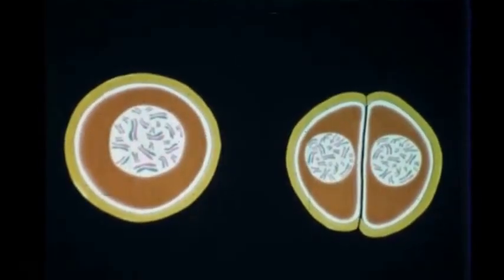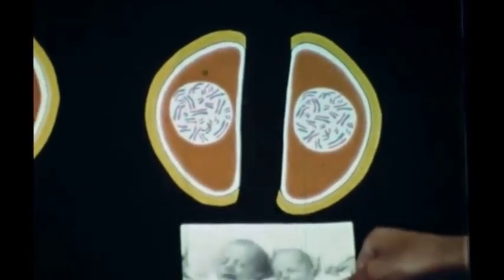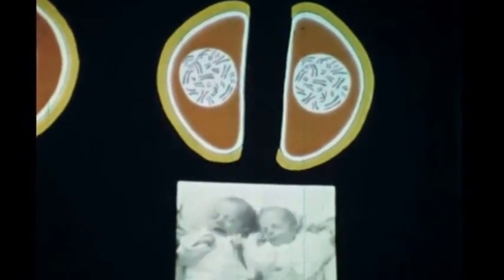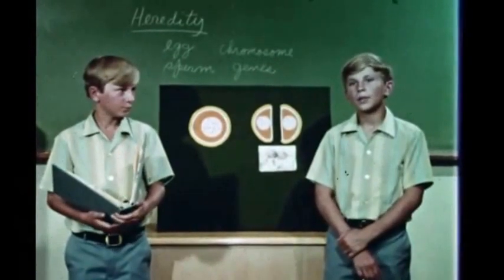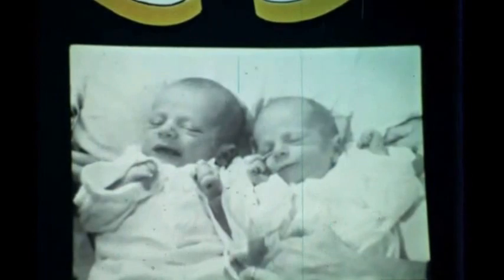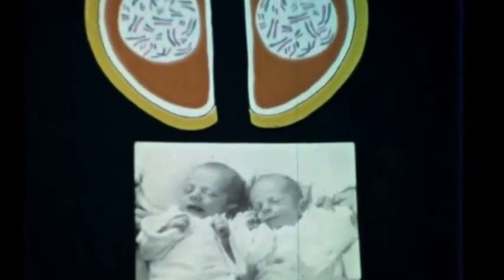But instead of staying together, the two cells split apart. Then each of these cells divides and develops into a person, just as if it were a separate egg. So you see, Doug and I have identical heredity because we came from the same egg. And because identical twins come from the same egg, they're always of the same sex.